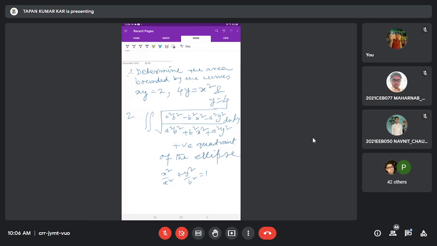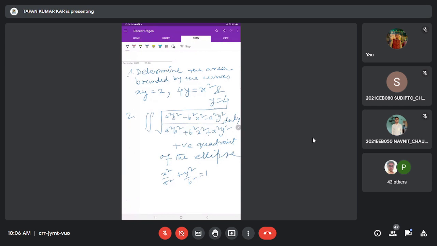Is it solved? Hello, I am audible. Yes, sir. Okay. Is it solved or not? If not, then look at this. This is on an ellipse, not a circle.